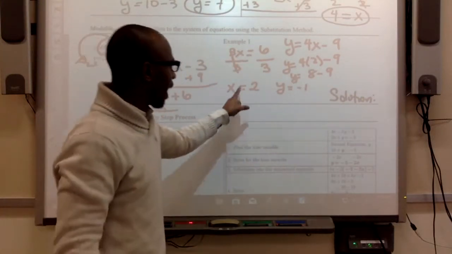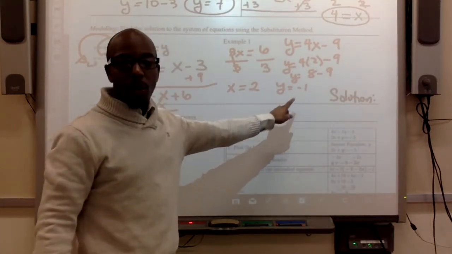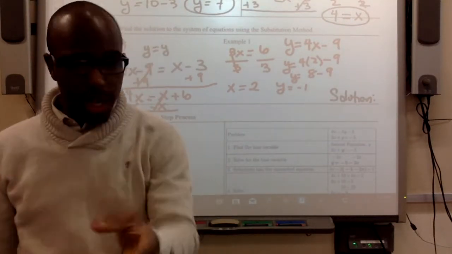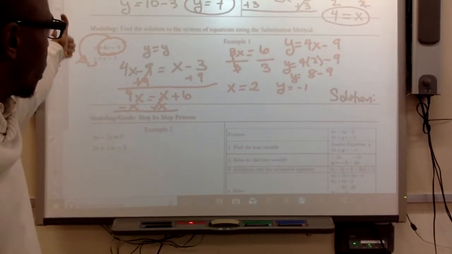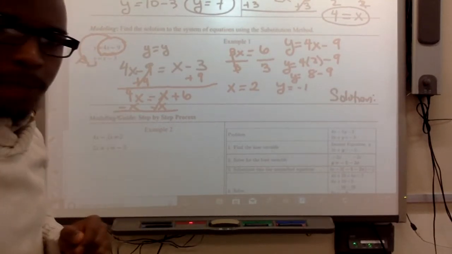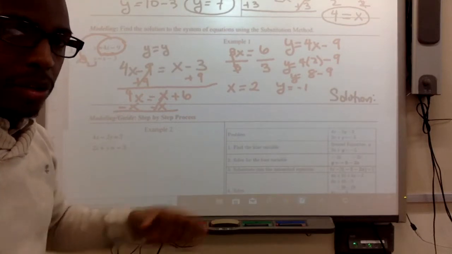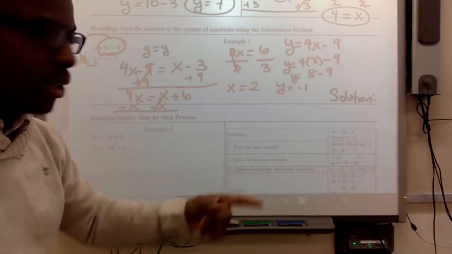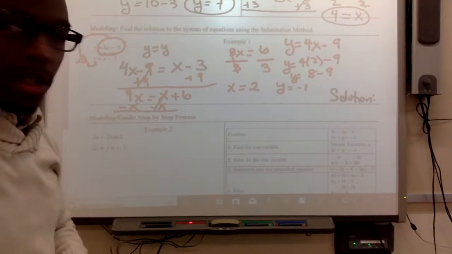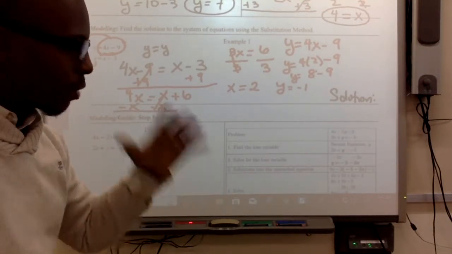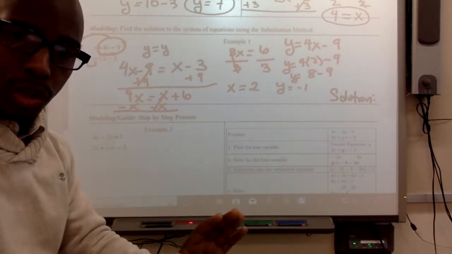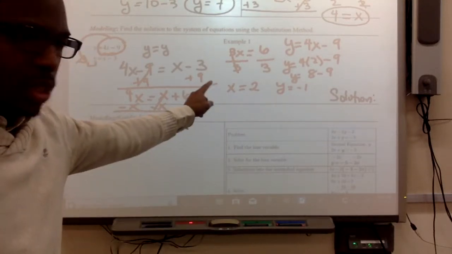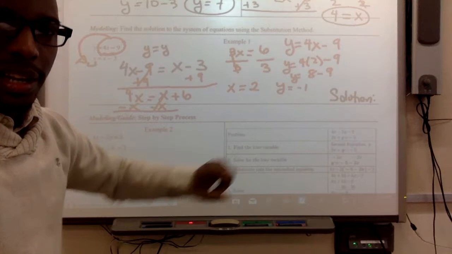So now I have my x value and I have my y value. And you can check it once again on your calculator. Type in both of these equations: y is equal to 4x minus 9, and y is equal to x minus 3. You should be checking it on your calculator. When you type those in, follow the steps from 5.1a, look for the intersection, look for the solution, and see if it tells you x is equal to 2 and y is equal to negative 1.